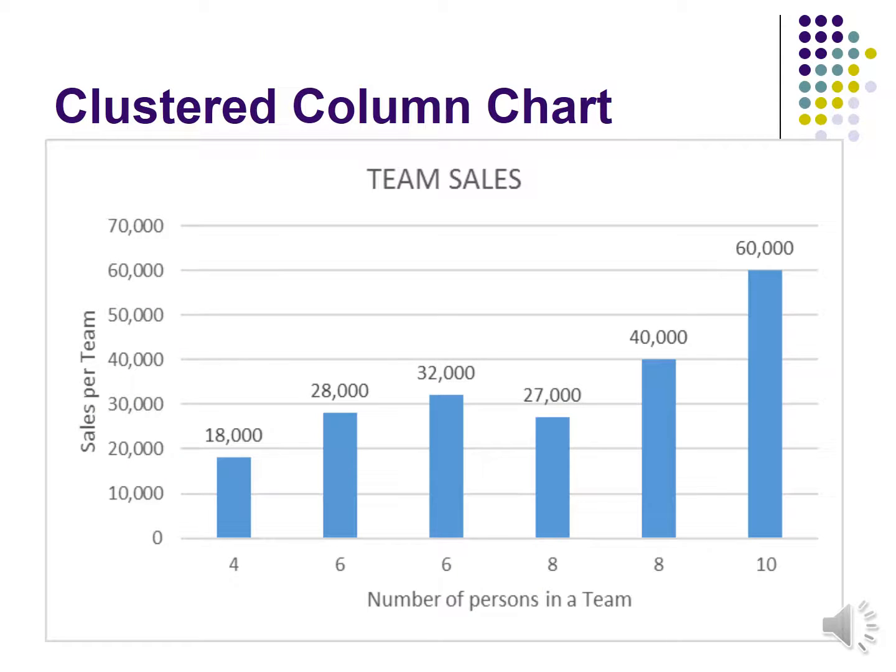the sales generated is now being presented in a clustered column chart, and you will see that in the first week, where there are four persons that made up the team, they generated 18,000. In the second week, that had 6 people in the team, they generated 28,000. In the third week of 6 persons, they generated 32,000. In the fourth week of 8 persons, they generated 27,000. In the fifth week of 8 persons, they generated 40,000. And in the sixth week of 10 persons, they generated 60,000.